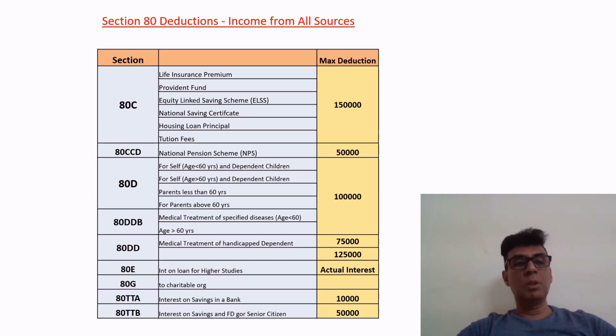So the most popular among all the deductions remains the one under section 80C, wherein you invest up to 1.5 lakh into either one of these schemes: life insurance premium, provident fund, equity linked savings scheme, national savings certificate, and so on. Here the maximum deduction available is 1.5 lakh. I'll be taking over deductions as a separate video because it requires a detailed explanation. But for a quick run through, these are the major deductions which are available under section 80. 80C 1.5 lakh, 80CCD National Pension Scheme 50,000, 80D 1 lakh, and so on.